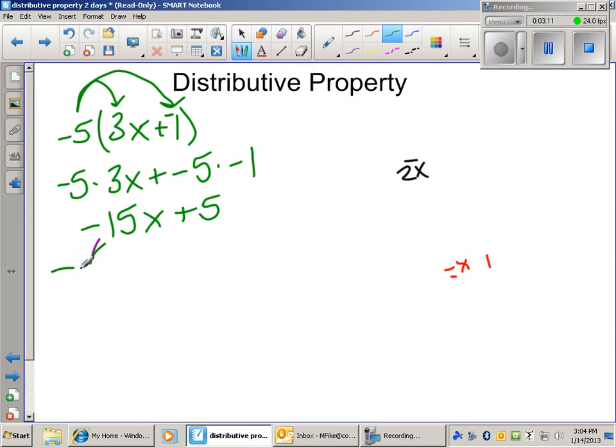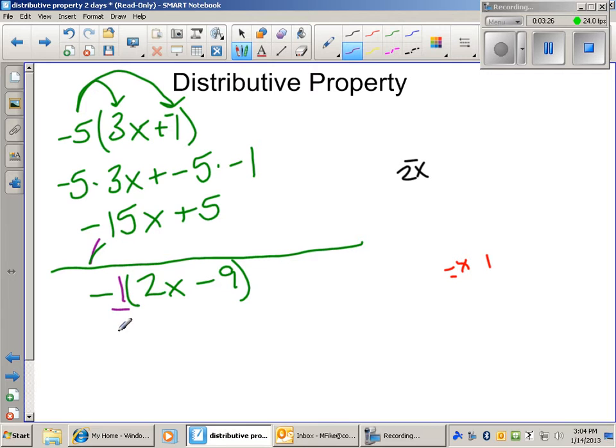So last one we'll do together. If you had a negative times (2x - 9), this one kind of trips people up because there's not a number right here. But the number that lives right there is a 1. So you're distributing a negative 1 to everything in the parentheses. Again, I'm going to change this to plus a negative 9. So you have negative 1 times 2x plus negative 1 times negative 9.